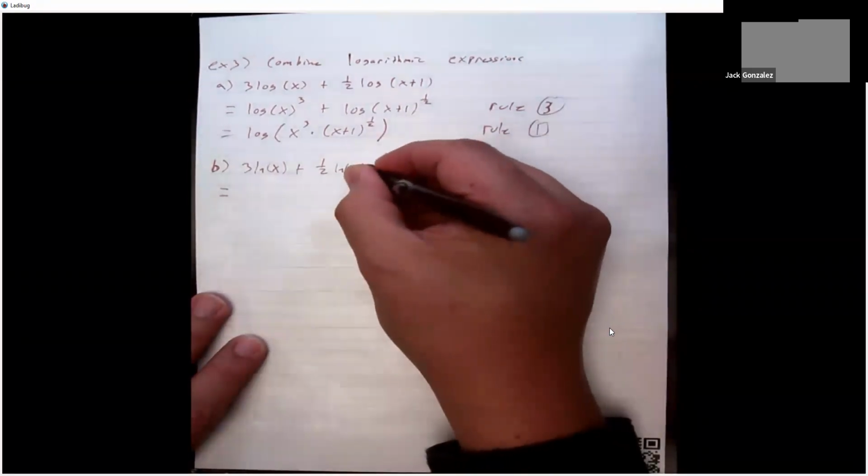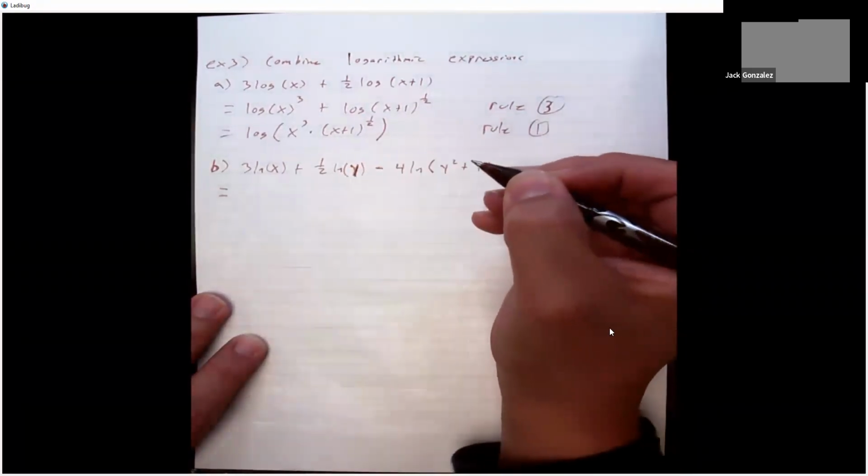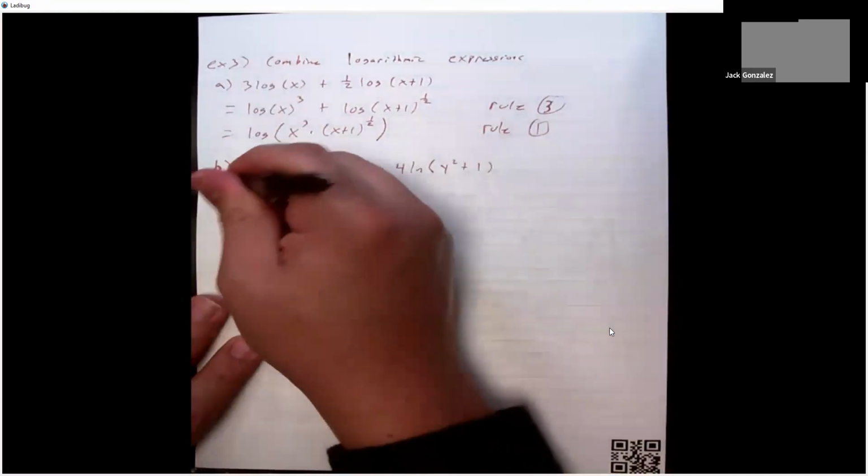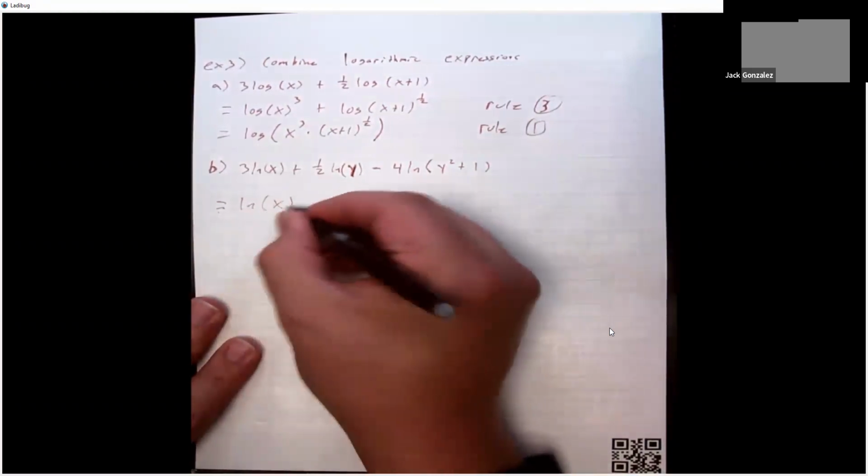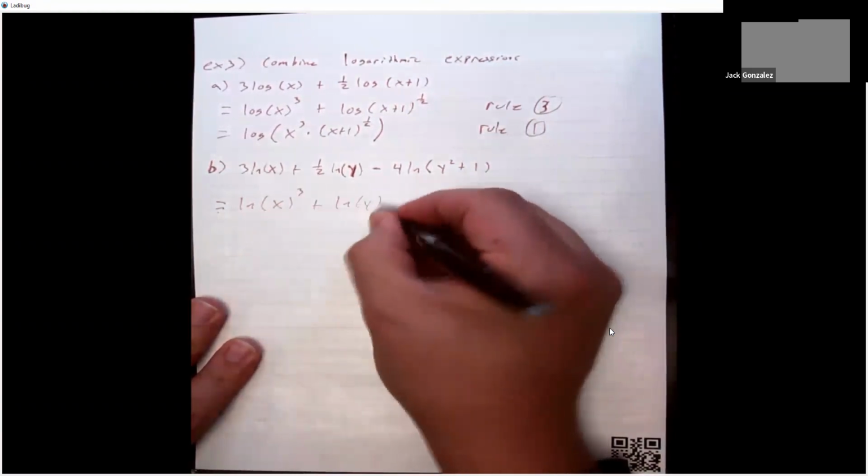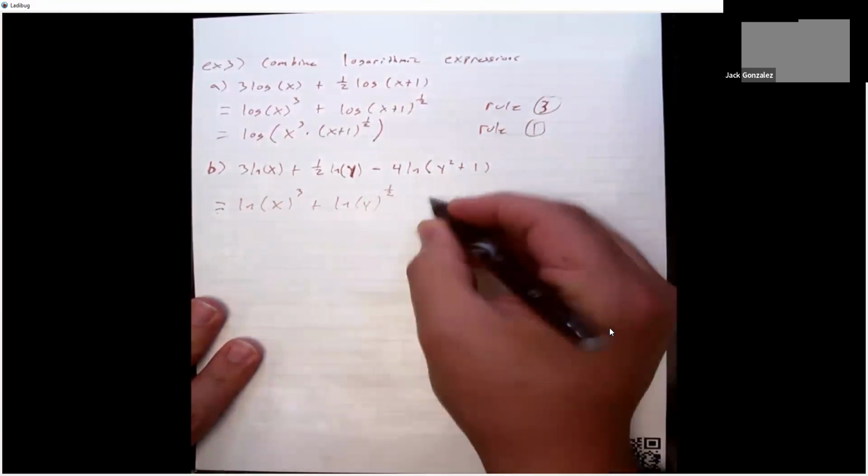So what is the first thing we do? Yeah, let's do the power rule. Make some space. This will be ln of x cubed plus ln of y to the 1/2.